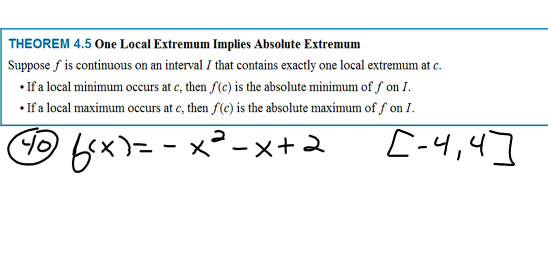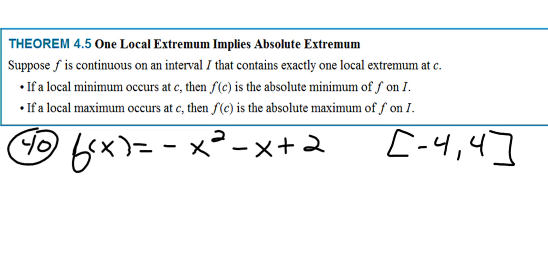Let's walk through something else here. We have a theorem: one local extremum implies absolute. So it's just saying on an interval, there's going to be at least one, if I have a change of sign from positive to negative slopes of the tangent lines from the derivative. So we're going to go ahead and try to do one. I have number 40. It's on this interval from -4 to 4.